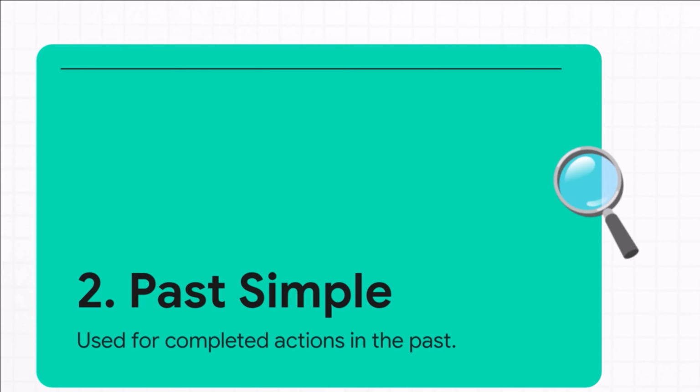Next up, past simple. This is our main tool for telling stories. It's for any action that is 100% finished. Think of it like a chain of events. Yolanda woke up, she brushed her teeth, and she headed off to the office. Boom, boom, boom. Action 1, then 2, then 3. All done. All in the past.